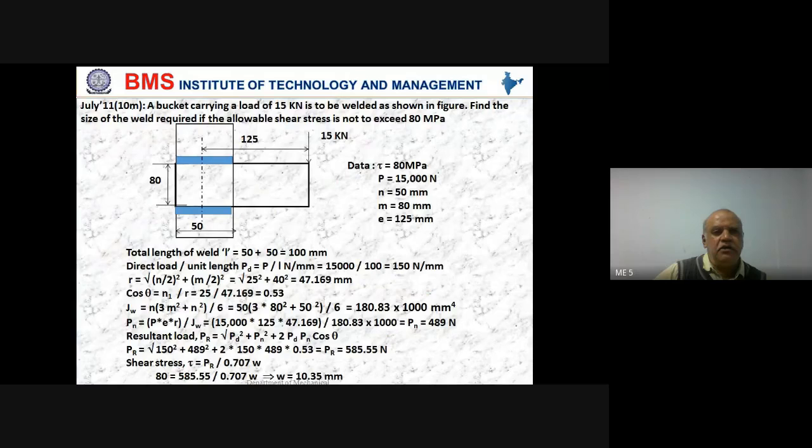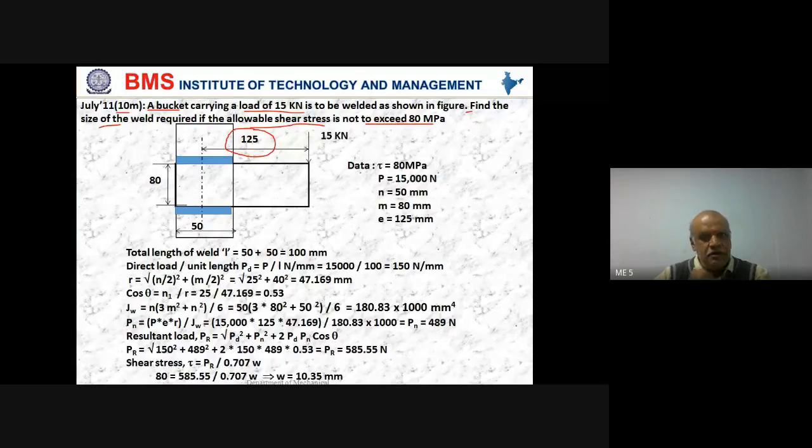Take this problem. Again, this was asked for 10 marks. A bucket carrying a load of 15 kilonewton is to be welded as shown in the figure. Find the size of the weld required if the allowable shear stress is not to exceed 80 megapascal. Here he has given you the value of eccentricity straight away. Please note down the sketch, note down the problem, and solve the problem.